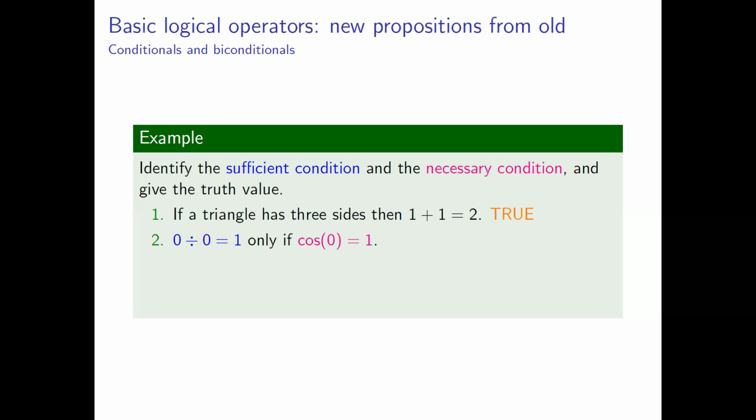The sufficient condition 0 divided by 0 equals 1 is false. Therefore, the given conditional sentence is true.